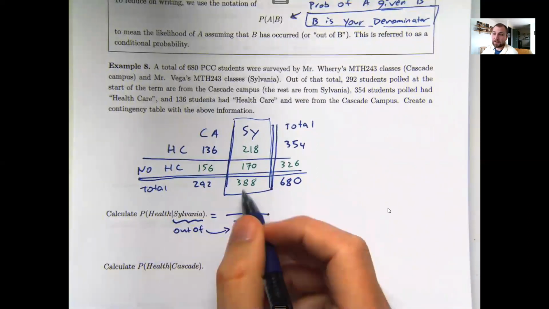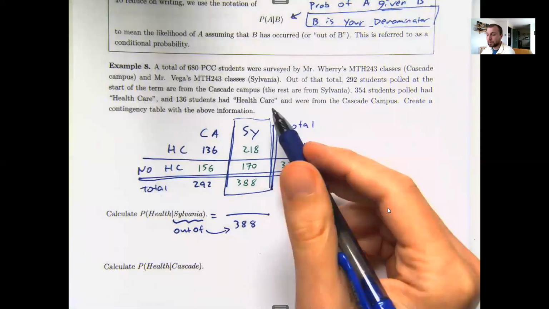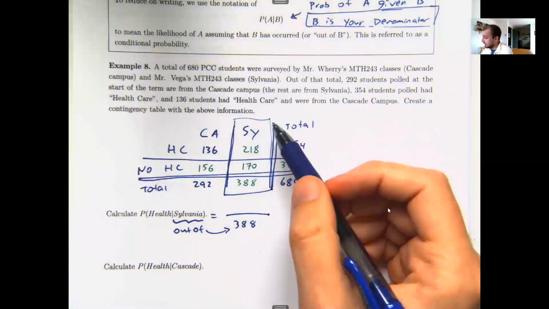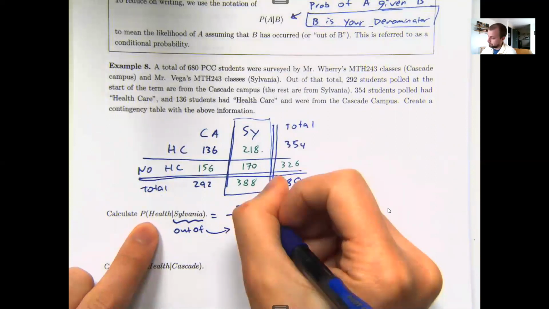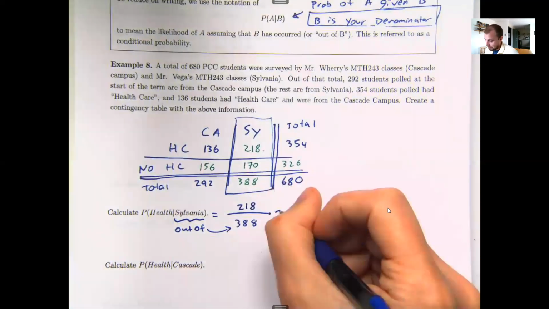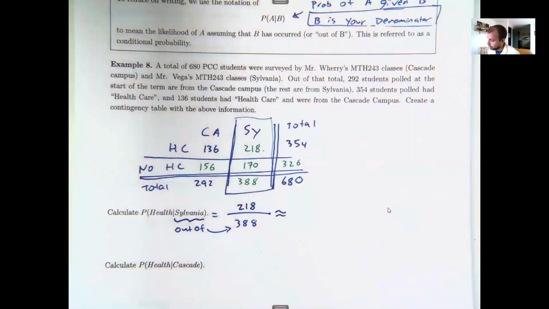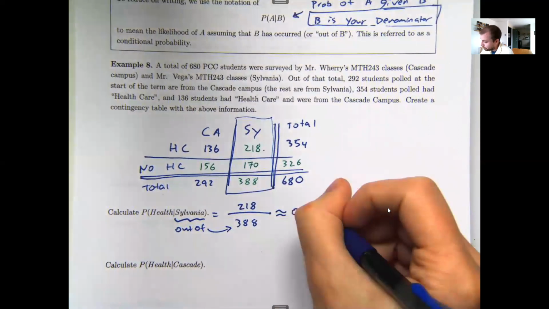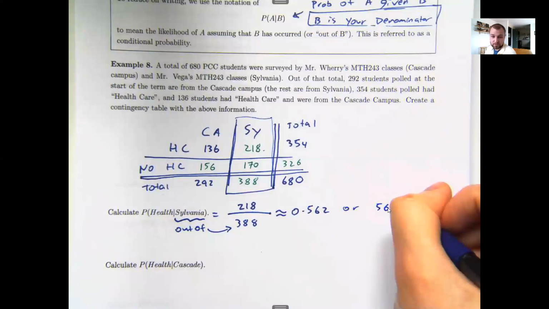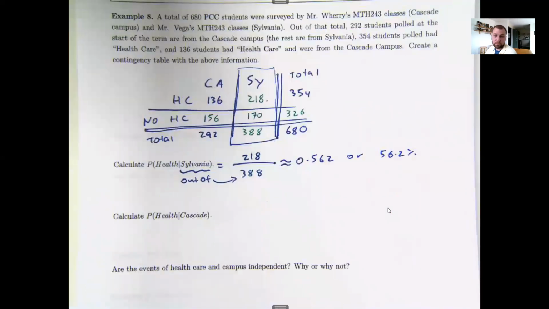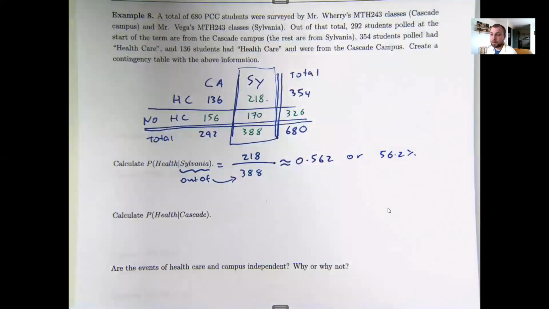Inside of this block that I'm not allowed to leave now, I'm wondering how much healthcare there is. And I see that there's 218. I'm going to type this into a calculator and see what I get as a decimal, and I'll rewrite that decimal as a percentage. I get 0.562 or so, or 56.2% of people from Slovenia have healthcare.